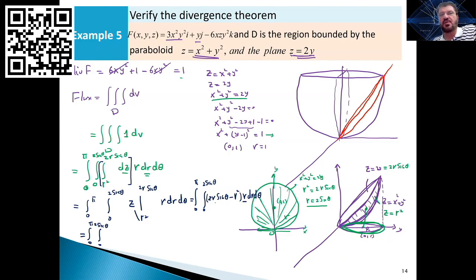This is equal to the integration from 0 to pi, integration from 0 to 2 sine theta. Now, r with r is r squared. Integrated, you get r cubed over 3. So this is 2r cubed over 3, minus r squared times r is r cubed. Integrated, you get r to the 4 over 4. All right, we're done with this one. And then we say what? dr d theta.